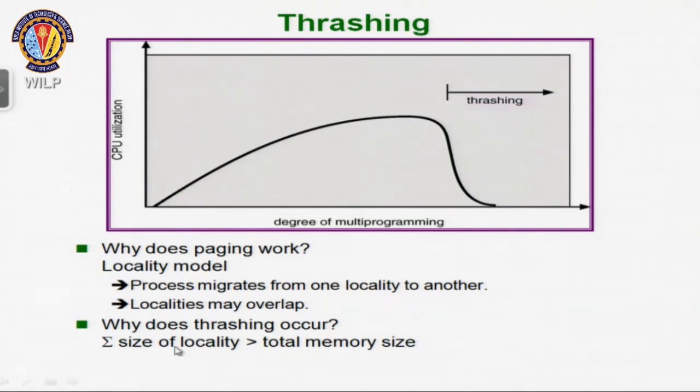The answer lies in what is observed. There is a locality model, and it is observed that most programs follow what we call the principle of locality of reference, and processes migrate from one locality to another. Because of the locality model, this works; paging works.